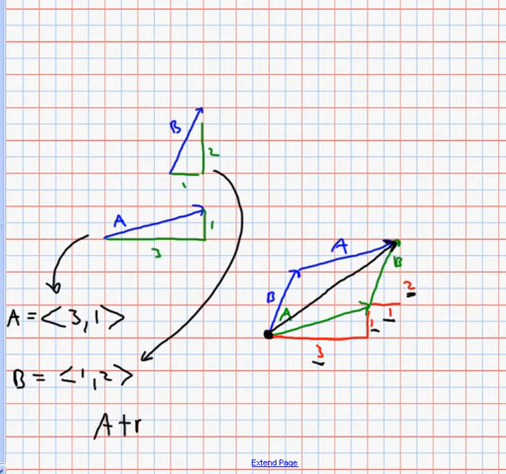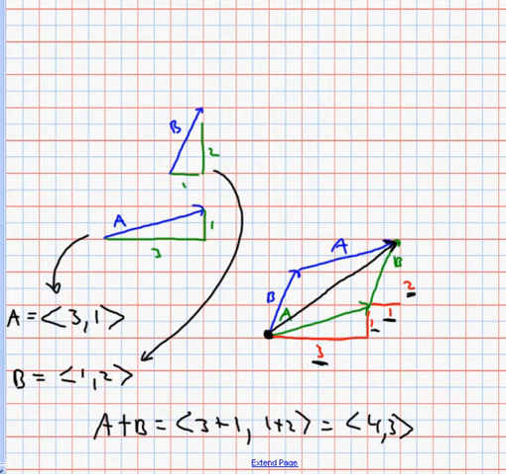that the vector A plus B, you can arrive at that just by adding the changes in the horizontal direction, so this change of 3 and this change of 1. So that's going to be 3 plus 1. And then we could add our changes in the vertical direction, so 1 plus 2. So we get the vector 4, 3. Okay. Not so bad, right?